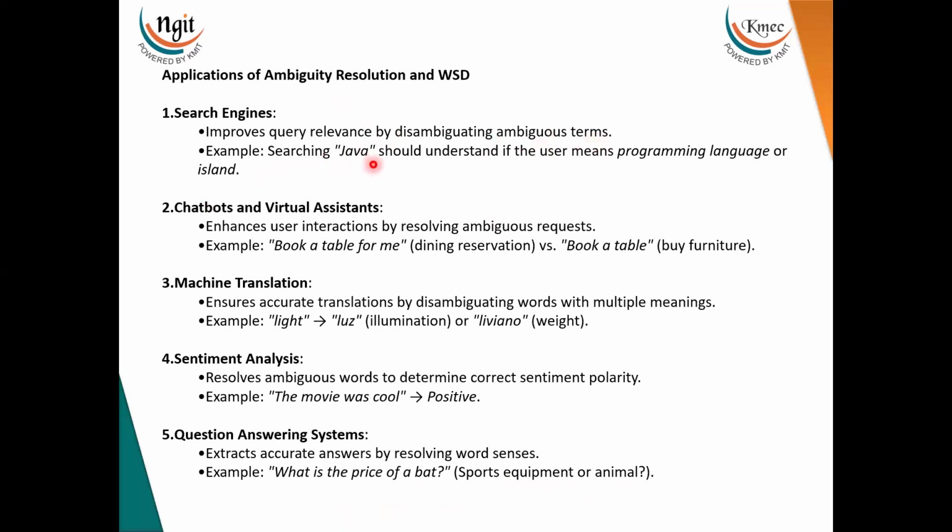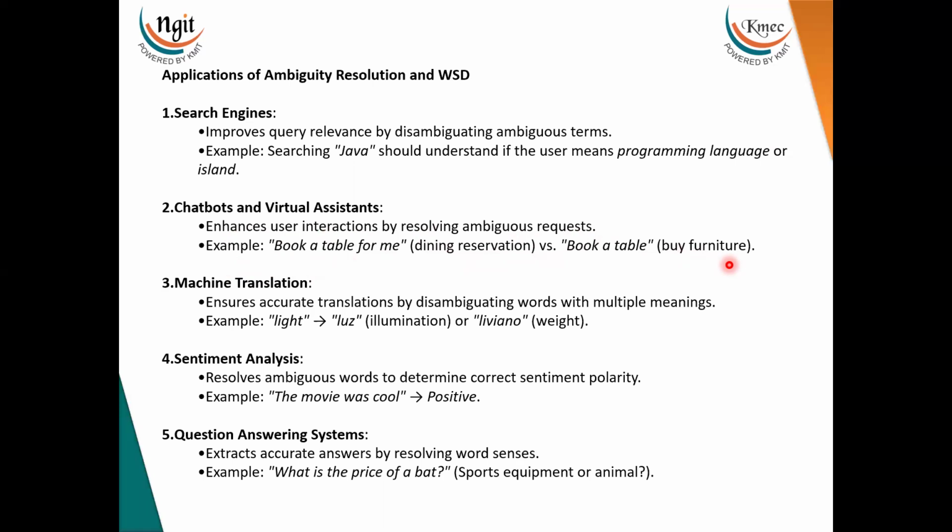For example, searching Java should understand if the user means the programming language or the island. The second is chatbots and virtual assistants, which enhance user interactions by resolving ambiguous requests. Example: book a table for me. This is dining reservation versus buying furniture. Generally the term book has multiple meanings. To read a book has a certain meaning, to book a ticket has a certain meaning, right? That is what is being referred to.